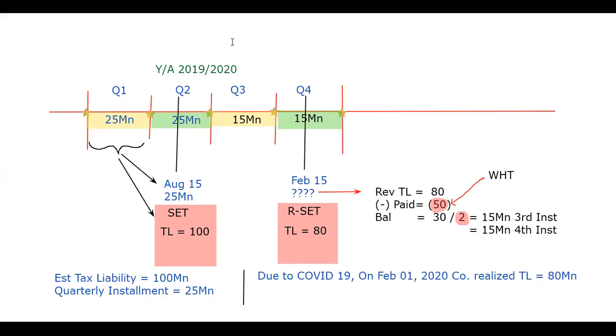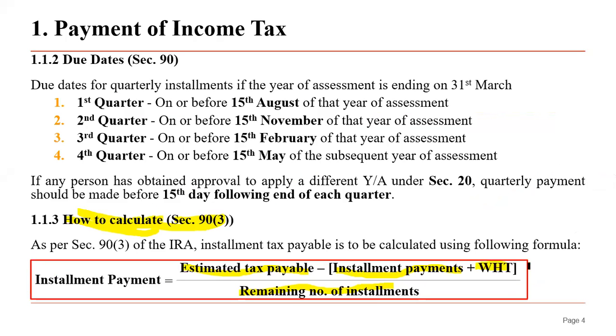Here, if you want to know what the 2 is, the 2 is the remaining number of installments, right? Now you're clear, right? So this is the formula that you need to keep in mind.